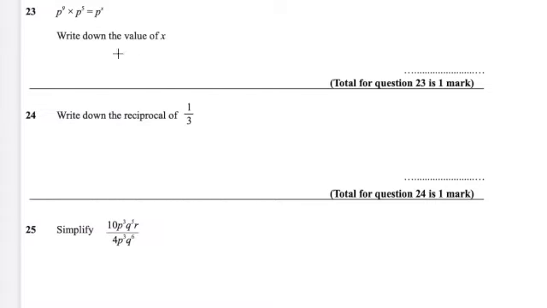23. You got p to the power of 9 times p to the power of 5 equals p to the power of x. Write down the value of x. So remember rule 1. If it's times, you add the powers. 9 plus 5 is 14. So p to the power of 14 equals p to the power of x. So x is 14.